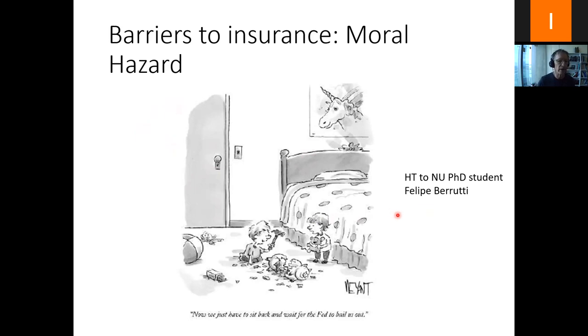Thank you, Felipe Buretti. One of my PhD students at Northwestern found these great comics for me, who used them in one of his presentations.